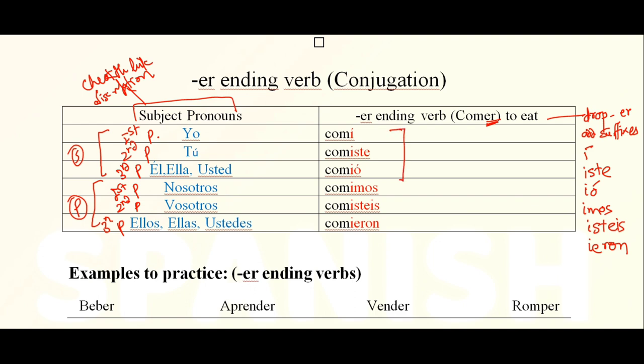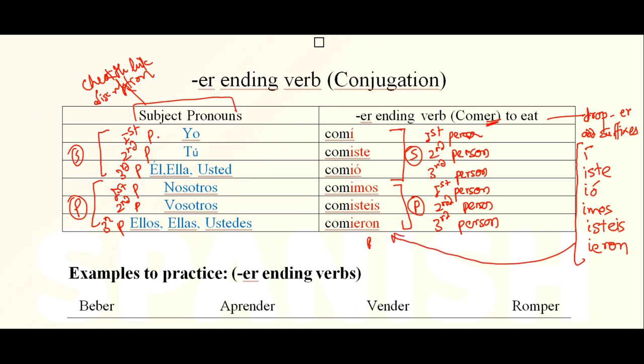Let's see. Comer means com will be the root word. First, second, third person singular conjugation is comí, comiste, comió. Comimos, comisteis, comieron is plural. Comí is first person singular. Comiste, second person singular. Comió, third person singular. Comimos, first person plural. Comisteis, second person plural. And comieron is third person plural conjugation. So we have six conjugations. You can also read with me: comí, comiste, comió, comimos, comisteis, comieron. Again, we have a set of ER ending verbs. We'll do them using these suffixes.